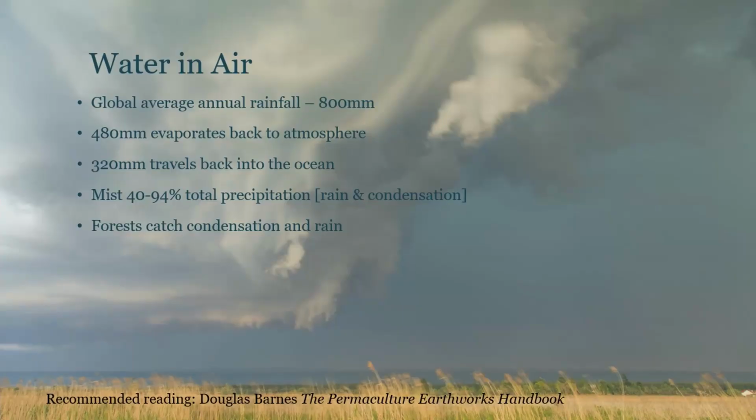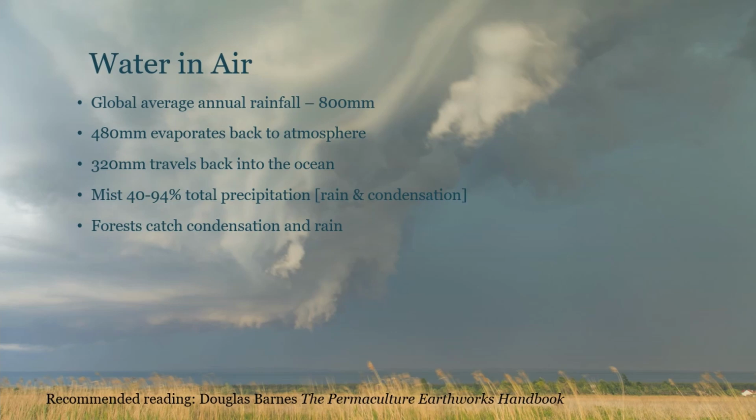It is good to understand how water moves in the air. So the global annual rainfall averages out to 800 millimeters, and 480 millimeters of that evaporates back into the atmosphere, whereas the rest of it travels out into the ocean. We also have mist.